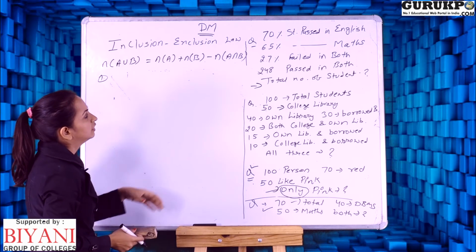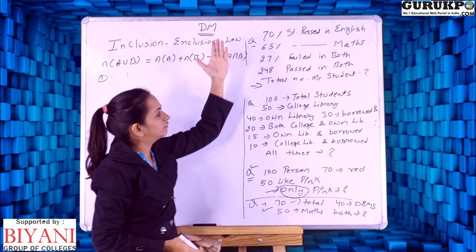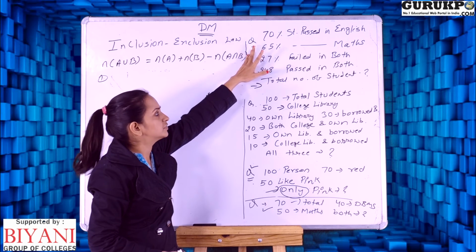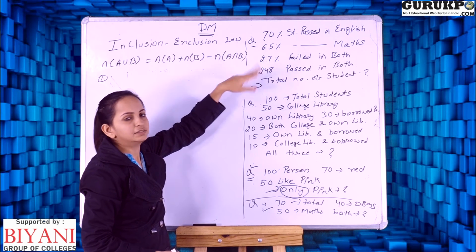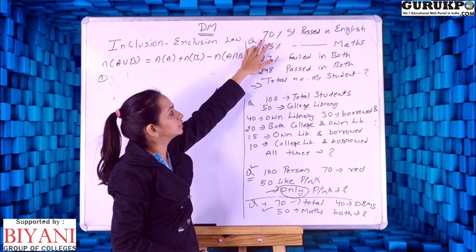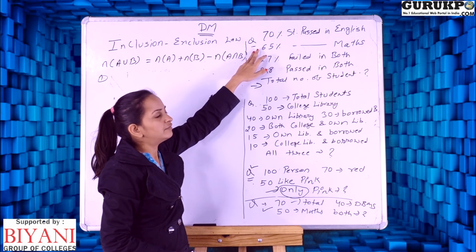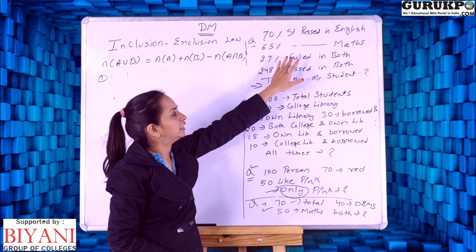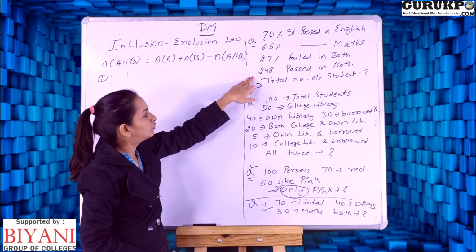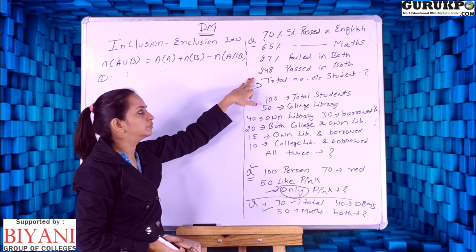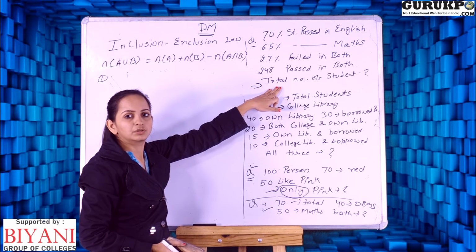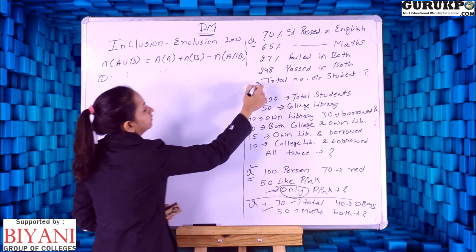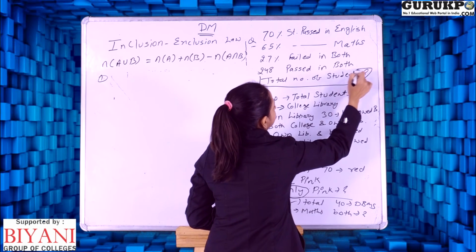What does the question say? There is a survey in the class, and 70% of students passed in English. There are two subjects, English and Maths. The question says 70% of students passed in English, 65% passed in Maths, 27% failed in both subjects, and 240 students passed in both subjects. So you have to find the total number of students.